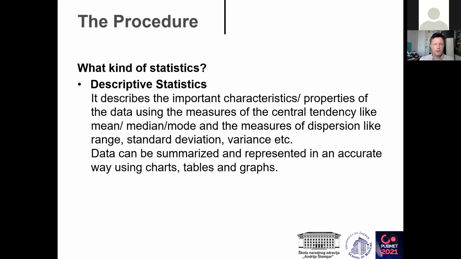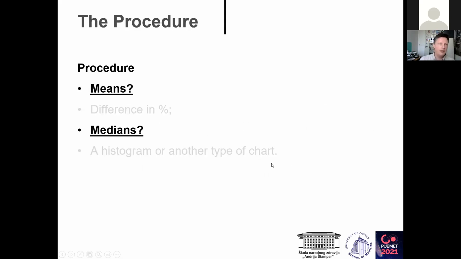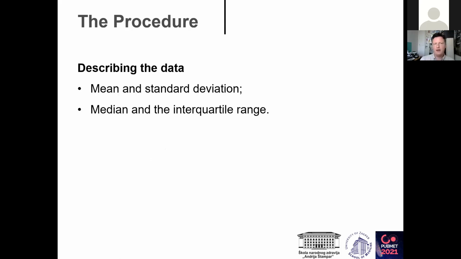Why do I need a measure of dispersion? Because mean alone doesn't tell me that much about what the distribution of my data actually looks like. So what we want to do is show means, difference in percentage, medians, and some kind of chart. We've already done that. So what should we show? Should it be means or medians or something else, and why?